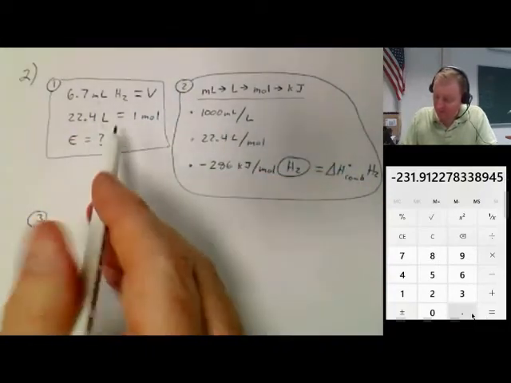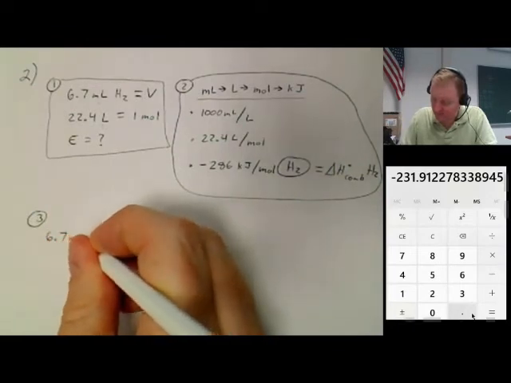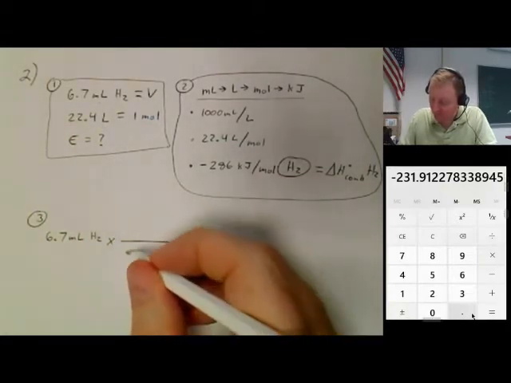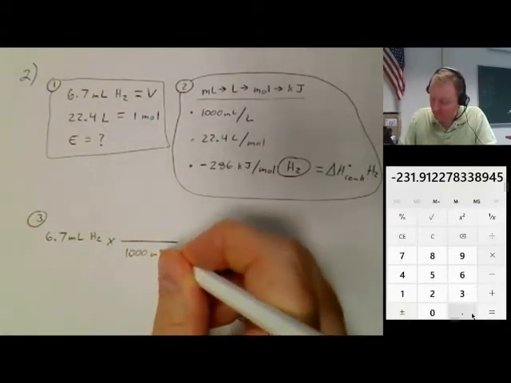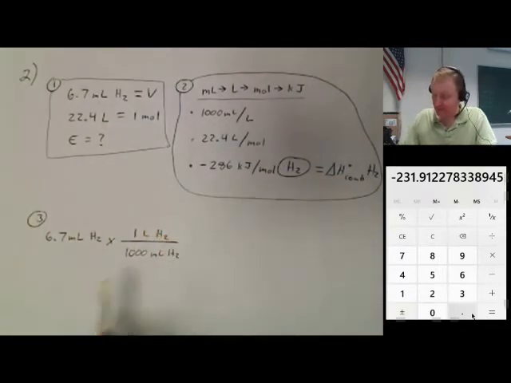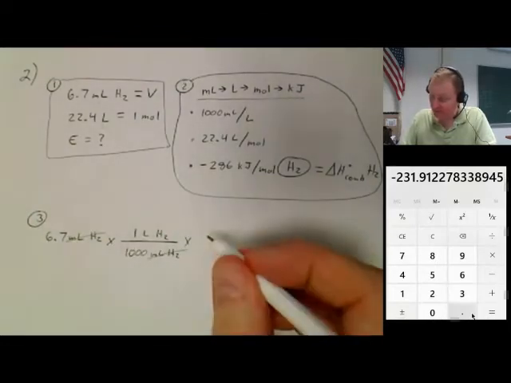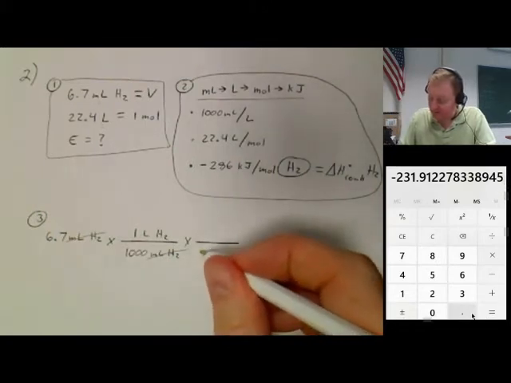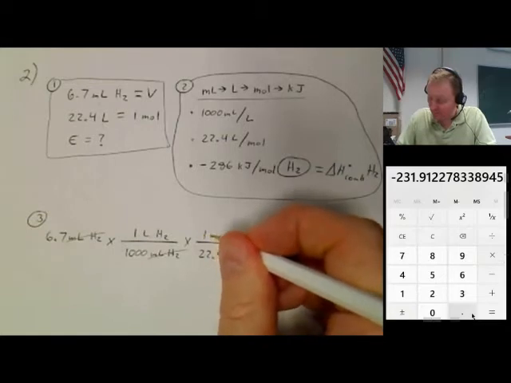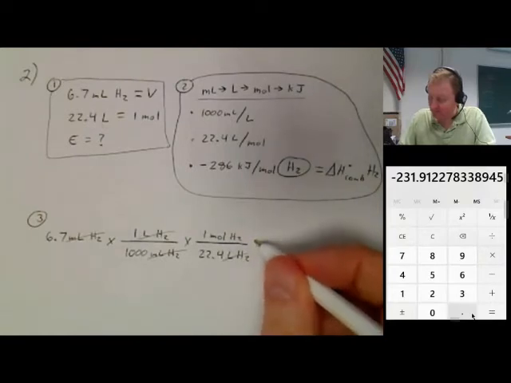So start off with what we got. We're going to talk about the milliliters. I've got 6.7 milliliters of hydrogen. And for every 1,000 milliliters of hydrogen, we will have 1 liter of hydrogen. That's the metric conversion. We got rid of the milliliters, and now we're in liters of hydrogen. At standard conditions, there are 22.4 liters of hydrogen per 1 mole of hydrogen. So liters of hydrogen cancel out. Now we're in moles of hydrogen.